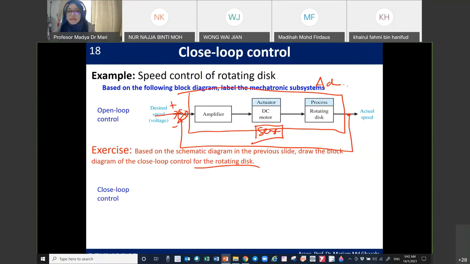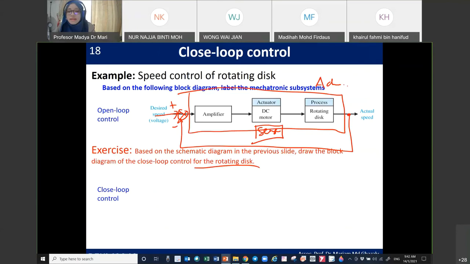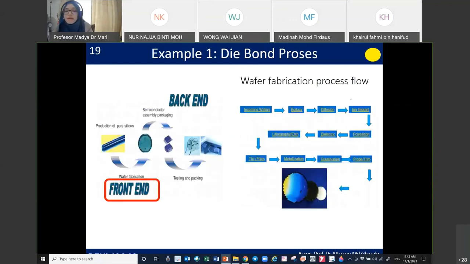Okay, that's all. That's how you draw a closed loop control. So the sensor over here, because it's using a tachometer, so write out tachometer. Right? So this is the arrow. Sorry, not this one, this one. Tachometer. This is the arrow out. Right?